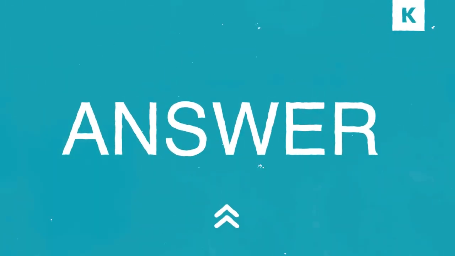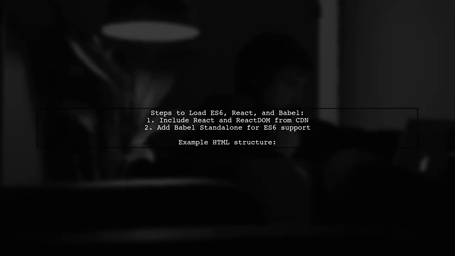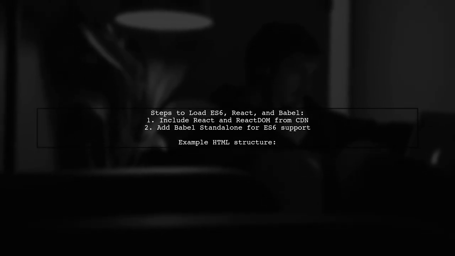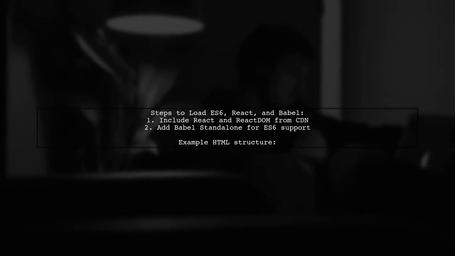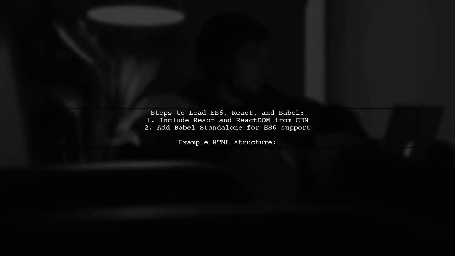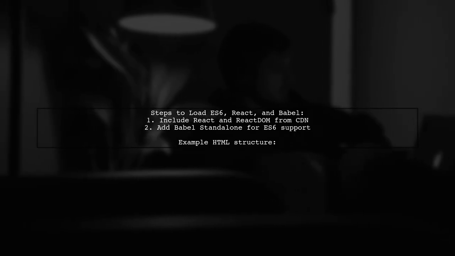Let's now look at another user-suggested answer. To load ES6, React, and Babel code in HTML using CDN, you need to include specific scripts. First, add React and React DOM from the official CDN links. Then include Babel standalone to convert ES6 code for browser compatibility.